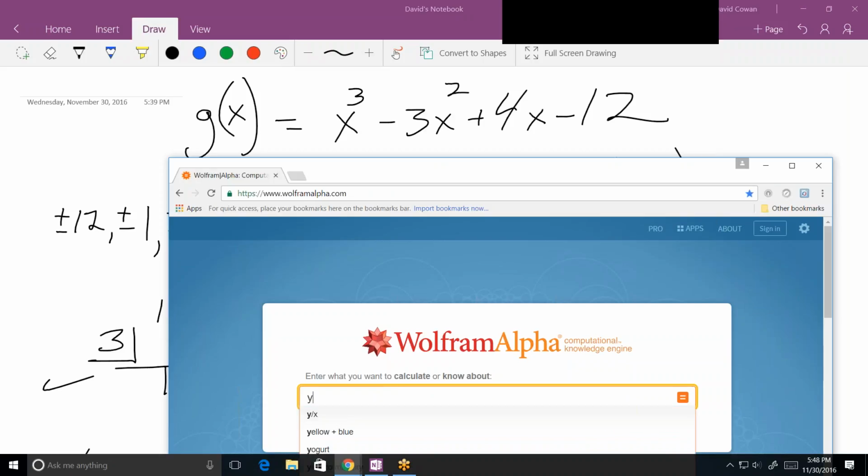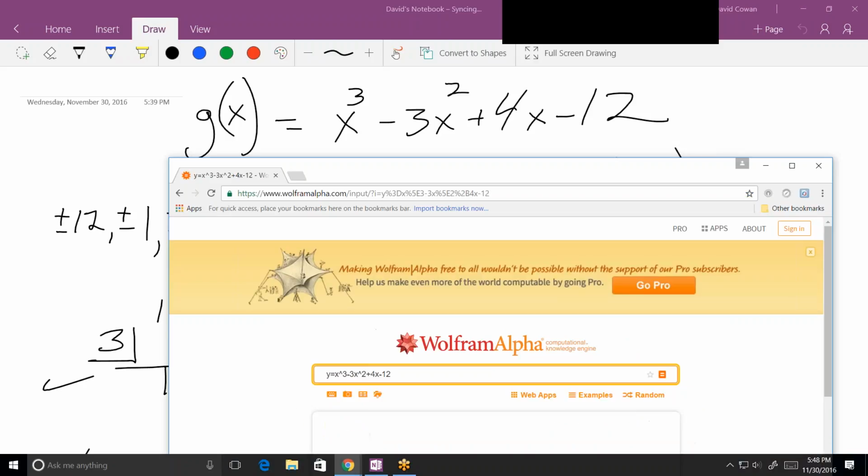So it's y equals x cubed minus 3x squared plus 4x minus 12. And the beauty of Wolfram Alpha is it shows you what you typed in. In other words, it gives you that feedback, which is a wonderful thing for a calculator to do.